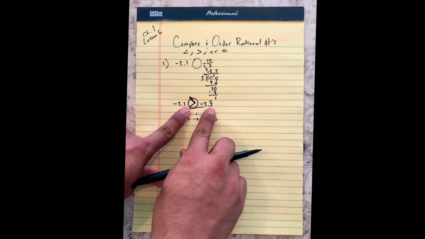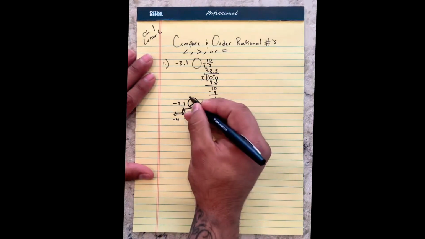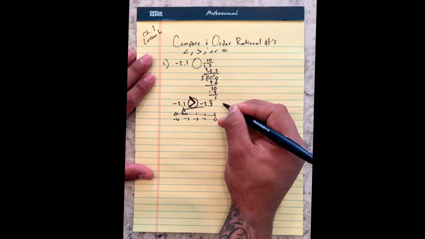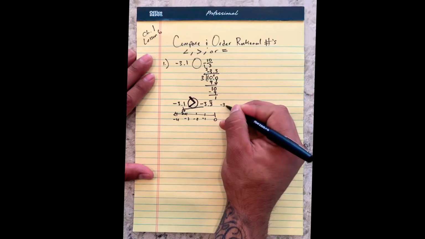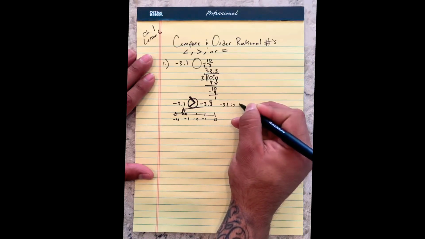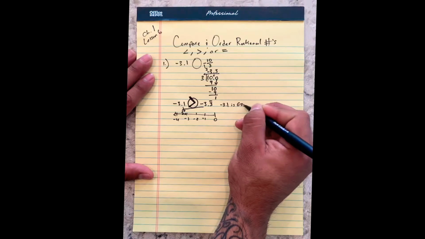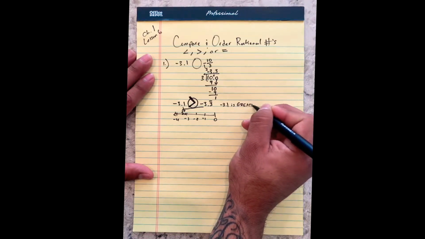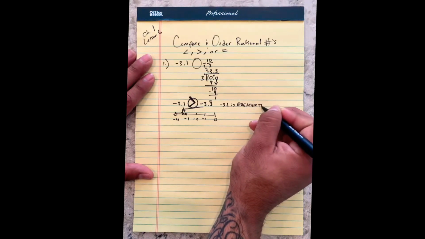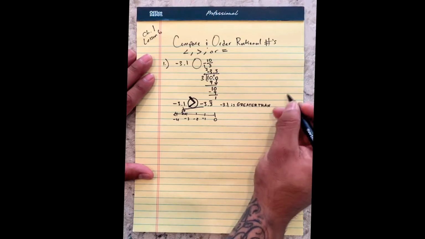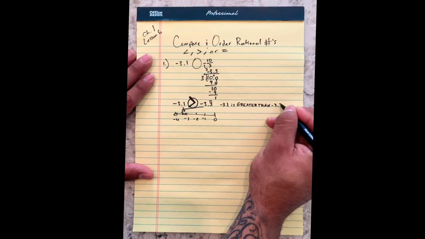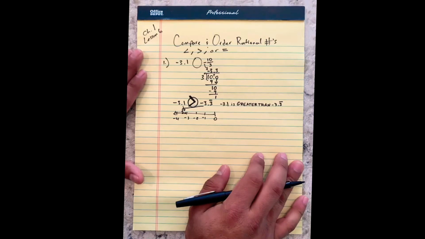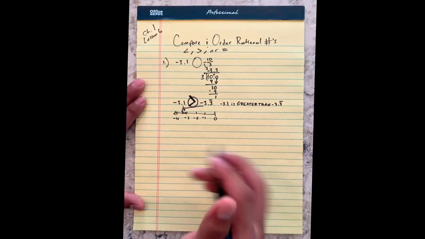You can also compare place values. So negative 1/10 is greater than a negative 3/10 because it's furthest to the right. It's getting closer to the positive numbers. Does that make sense? Yes, they're both negatives, but one's further to the right. That means it's greater than the other number. So negative 3 1/10 is greater than negative 3 3/10.